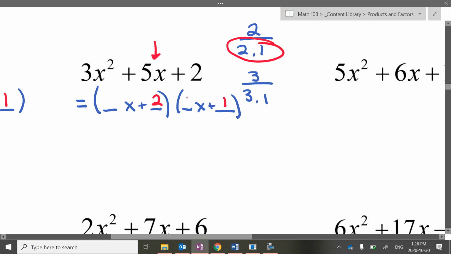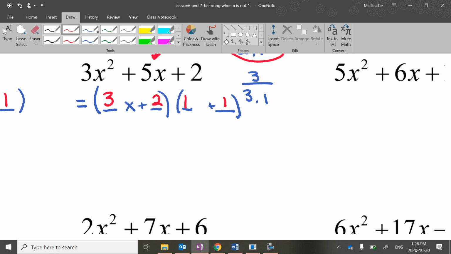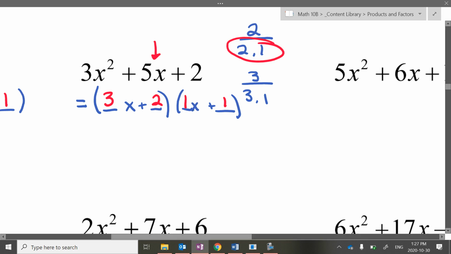If I put my 3 here, don't write this down, I get 2 times 3. That means I'm already at 6, so that's too big. So if I put the 3 here and my 1x here, sorry, I didn't write the x down. Oh, thank you. Now I get 3x squared plus, or 3x plus 2x plus 2. So then these two add to our 5x's.